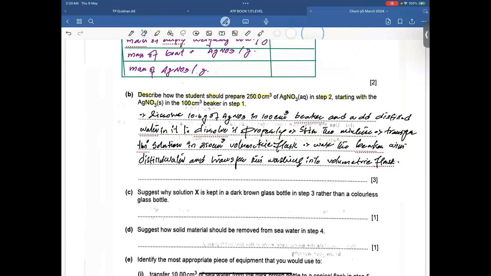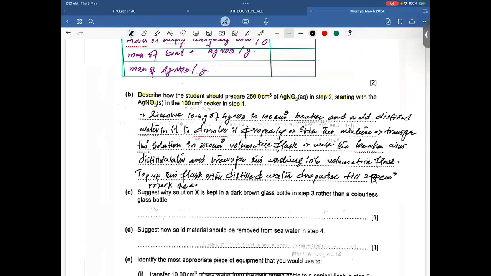Top up the flask with distilled water dropwise till the 250 cm cube mark is reached. Shake the flask thoroughly to mix well.